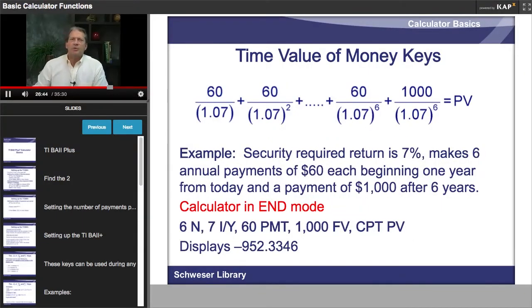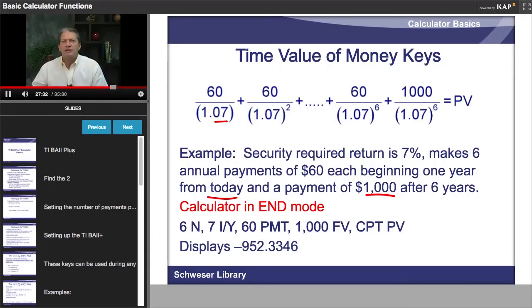Now let's take a look at an example here. We've got a security with a required return of 7%. So we're adding 7% to 1 to discount that. It makes 6 annual payments beginning 1 year from today, so that's clearly end mode, and a payment of $1,000 after 6 years. Those of you with a little financial training are going to recognize this is like the payments on an annual pay 6% bond, or a semi-annual pay 12% bond. But we've got 6 payments here. So let's think of it as a 6-year bond that pays $60 each year, and it matures at $1,000 on the last day, and that's the same day that last $60 payment is made.